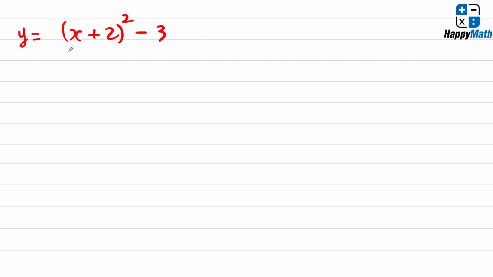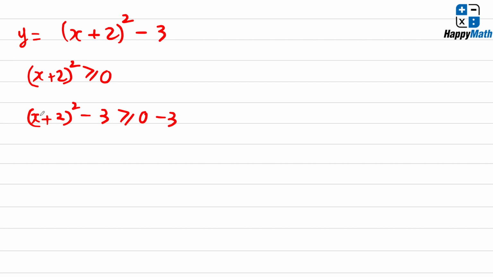Okay, let's go for finding the symmetric line. Minimum point or maximum point. Every square will tell you about the minimum point or maximum point. This square is always greater than or equal to 0. So I will take minus 3 for both sides of this inequality. And this one is y greater than or equal to negative 3. So I have the minimum point.